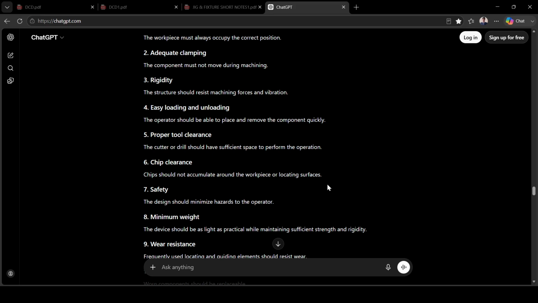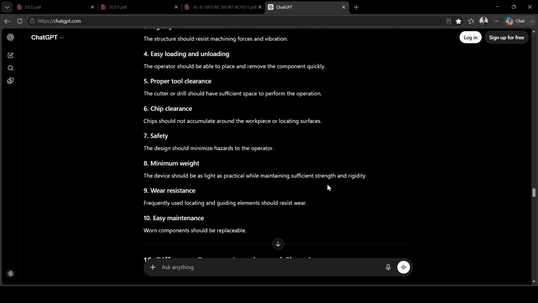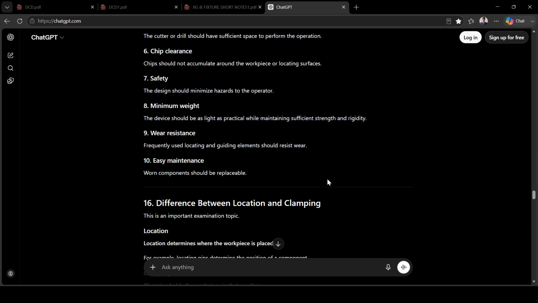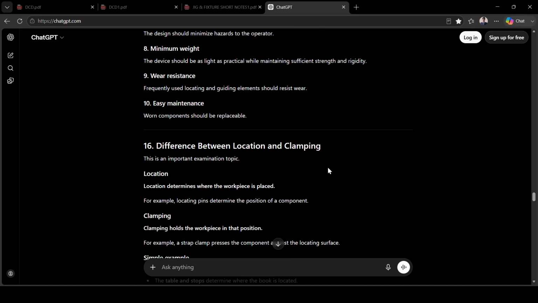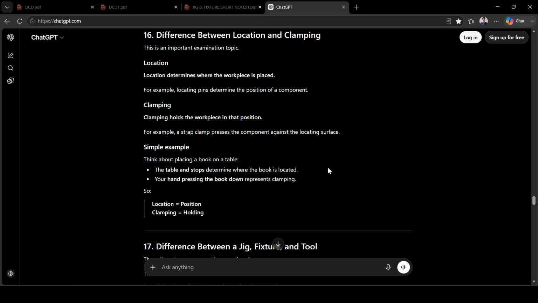Chip clearance. Chips should not accumulate around the workpiece or locating surfaces. Safety. The design should minimize hazards to the operator. Minimum weight. The device should be as light as practical while maintaining sufficient strength and rigidity. Wear resistance. Frequently used locating or guiding elements should resist wear. Easy maintenance. All components should be replaceable. Difference between location and clamping.